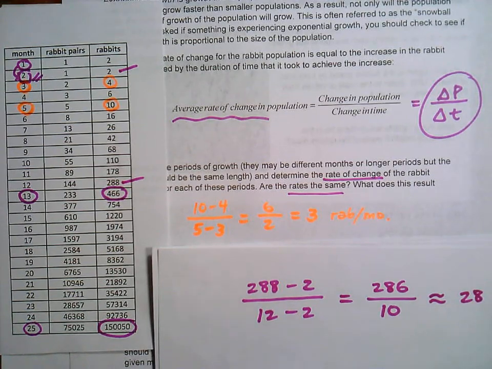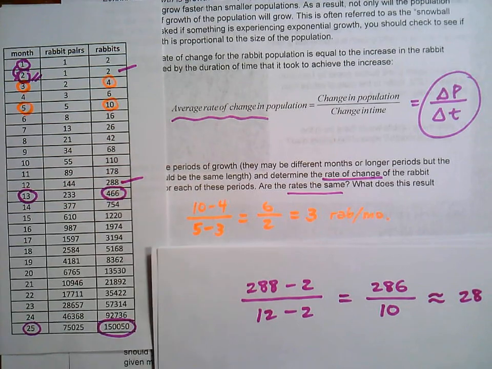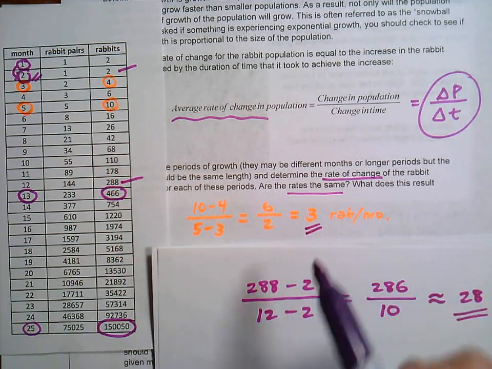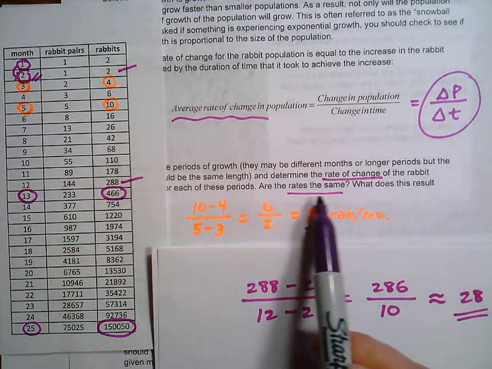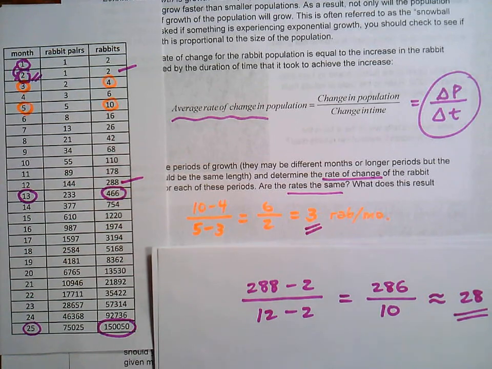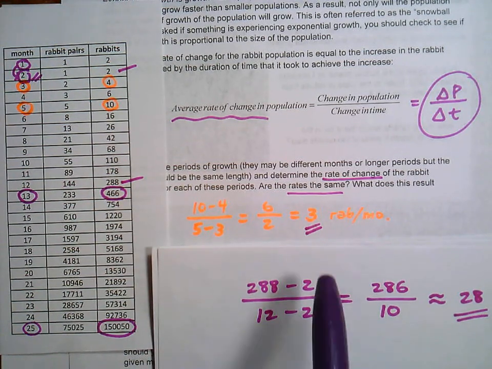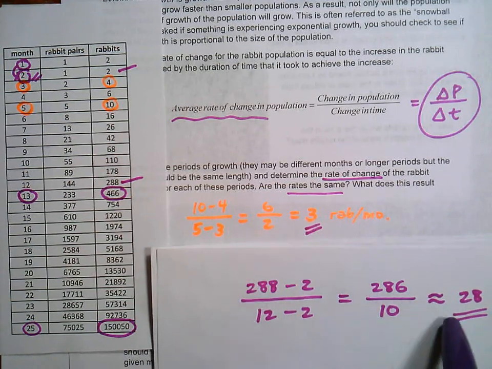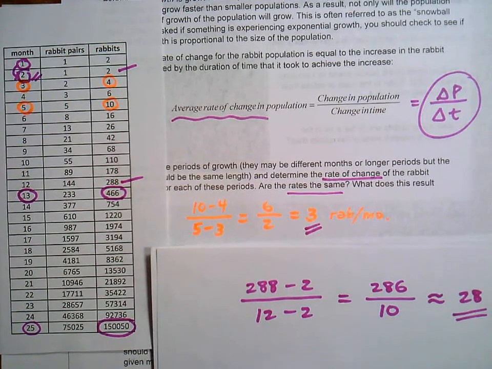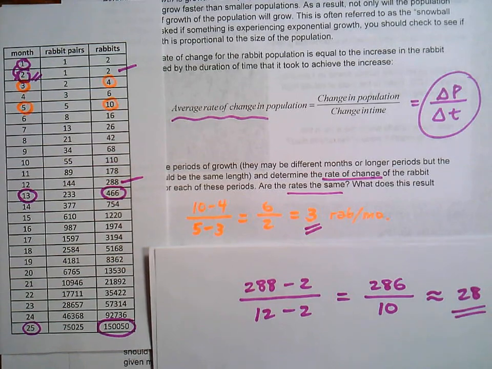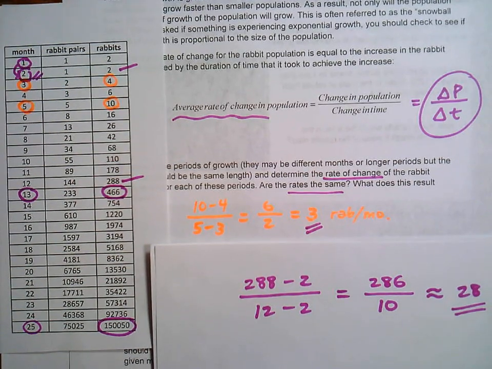And so we would interpret this the same way as this number here. And so we're getting 28 rabbits per month here as an increase, and then here we're getting 3 rabbits per month. So it's saying, are the rates the same? They're definitely not. And what this is telling us is that the growth of the rabbit population is not linear, because if this were straight line growth, then these numbers would be exactly the same, and they would be the slope of the line. So because these are different, that's telling us we don't have linear growth.